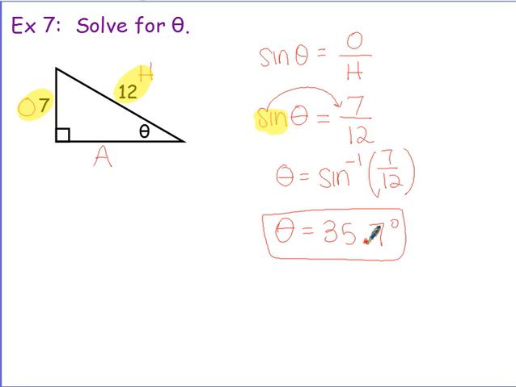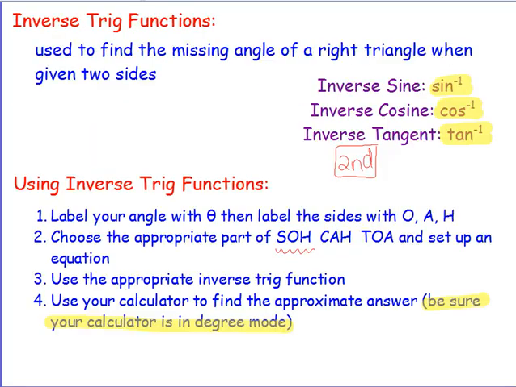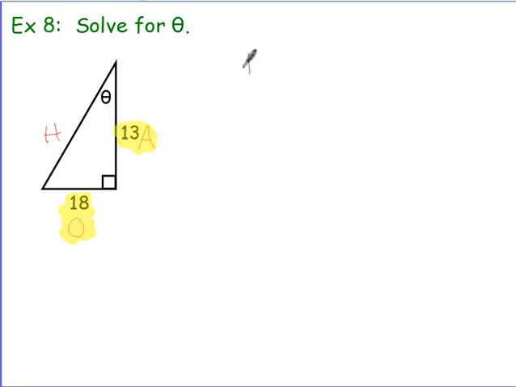Let's try one more together. Here's theta. Across from the right angle is H. Across from theta is O, which means this is A. We have A and O. So A and O is over here for tangent. So the tangent of theta equals O over A. We don't know theta this time. We do know that O is 18, and we do know A is 13.